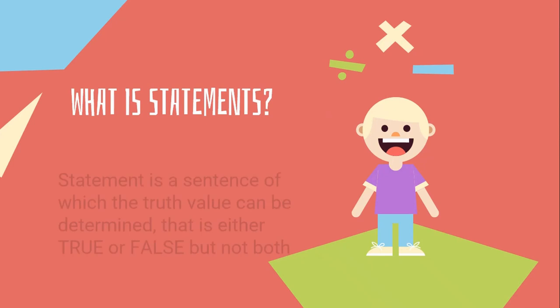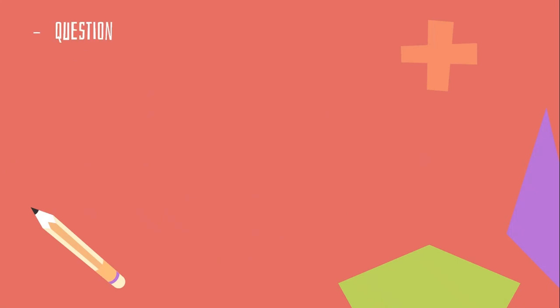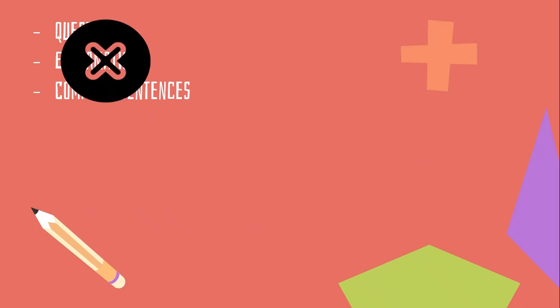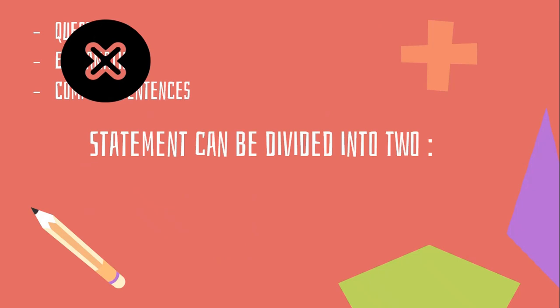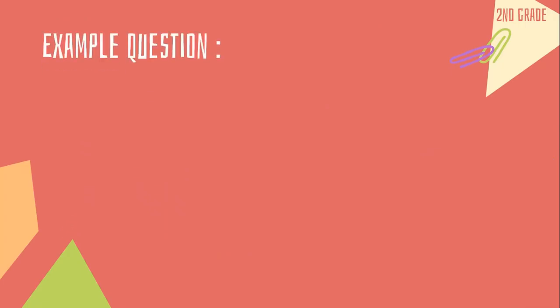What is statement? Statement is a sentence of which the truth value can be determined that it is either true or false, but not both. Question, exclamation and compound sentences is not a statement. Statement can be divided into two, which are true statement and false statement. So let's look into example question to make you guys understand better.